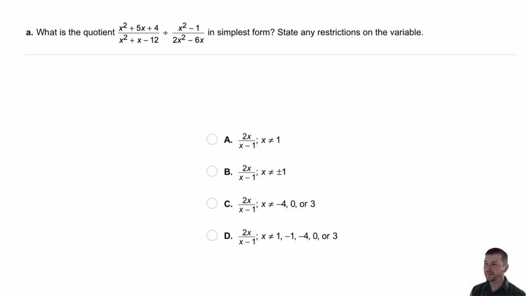Your turn, part A. What is the quotient? x squared plus 5x plus 4 over x squared plus x minus 12 divided by x squared minus 1 over 2x squared minus 6x in simplest form. State any restrictions on the variable.